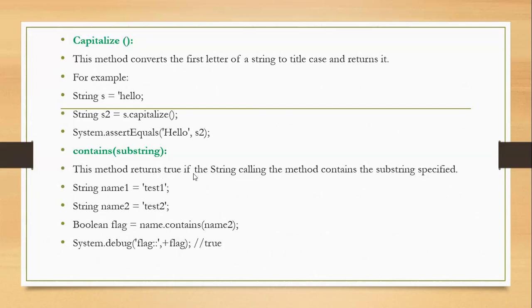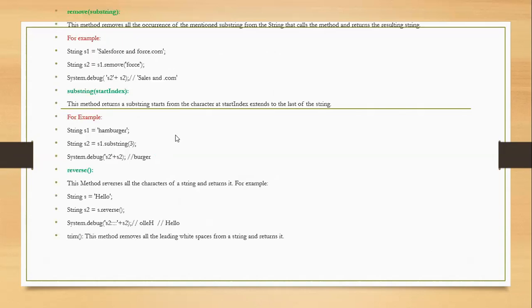Next, contains. This method returns true if the string calling the method contains the specified substring. For example, string name1 is equal to 'test1', string name2 is equal to 'test2', boolean flag is equal to name1.contains(name2), System.debug(flag) gives false.